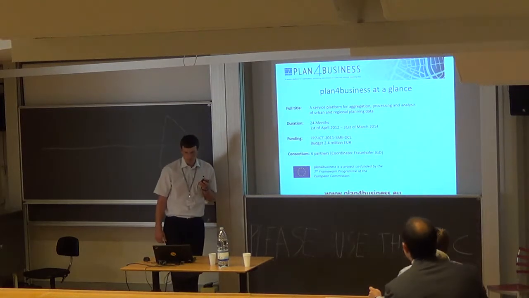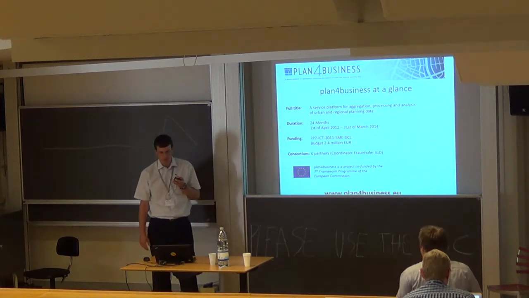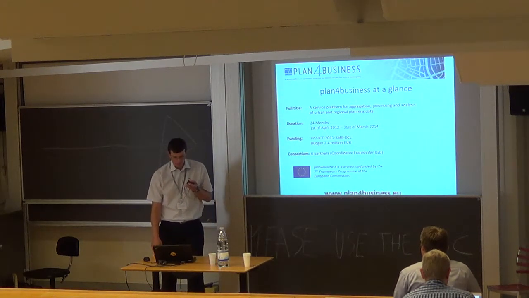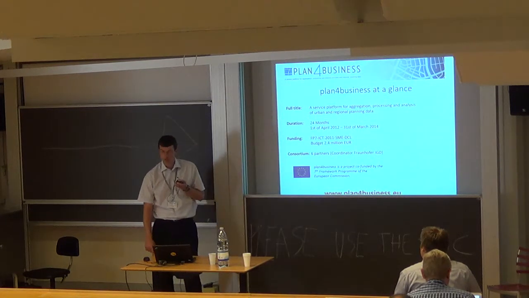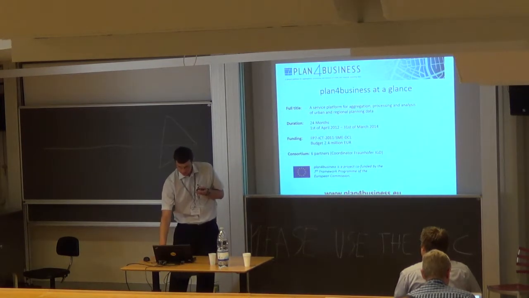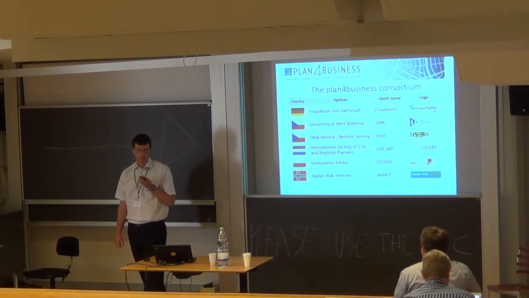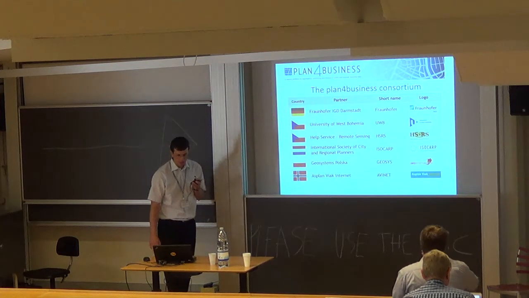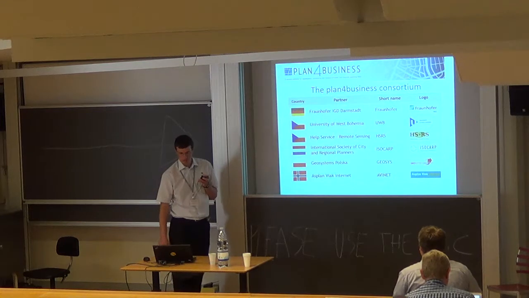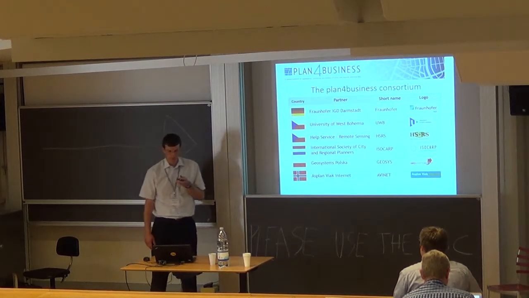The full title of the project, 24 months, and it was co-funded by the FP7 program. There were 6 partners. The coordination was by Fraunhofer from Darmstadt, Fraunhofer IGD. Then there were 2 Czech partners, our University of West Bohemia, then Help Service Remote Sensing, International Society of City and Regional Planners, ISOCARP, and Geosystems Polska and Avinet from Norway.